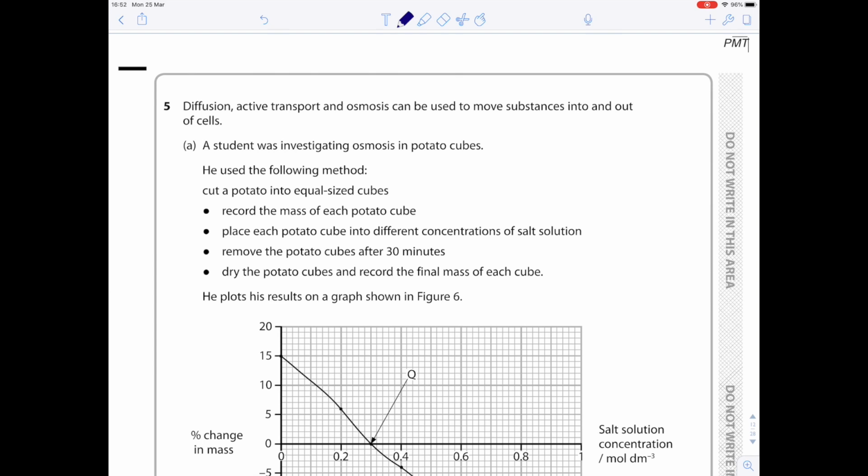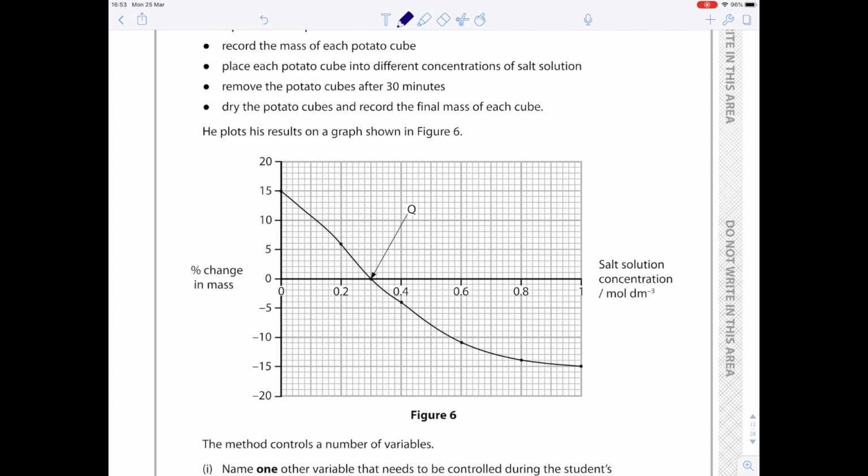Question 5. Diffusion, active transport, and osmosis can be used to move substances into and out of cells. A student was investigating osmosis in potato cubes. He used the following method. Cut a potato into equal-sized cubes, record the mass of each potato cube, place each potato cube into different concentrations of salt solution, remove the potato cubes after 30 minutes, dry the potato cubes and record the final mass of each cube. He plots his results on a graph shown in figure 6.